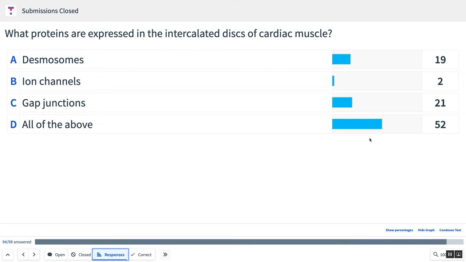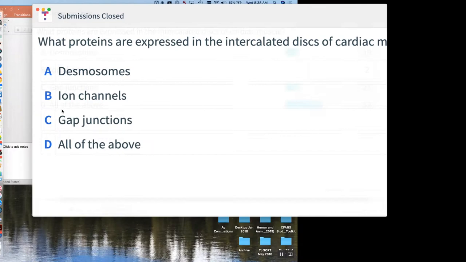And I'll show you an animation again when we get to the heart as a pump and talk more about these intercalated discs and how the cardiac muscle is arranged. But it's true, all of these different proteins are expressed within those intercalated discs. And remember, one of the most important is the gap junctions, allowing for that depolarization wave to go from cell to cell to cell before contraction. All right, so let's go ahead.